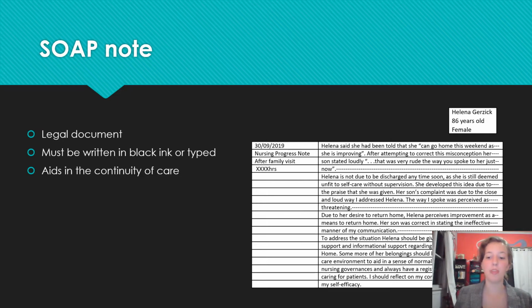SOAP notes. SOAP notes are legal documents that record the progress of a patient and aid in the continuity of care. Subjectively, we assess what is said and the feelings of the patient or patient's family. For example, when Helena said that she was told she could go home. Objectively, we record what we observe in relation to the patient's claim. Helena wasn't told she could go home, but instead was praised for her self-care.